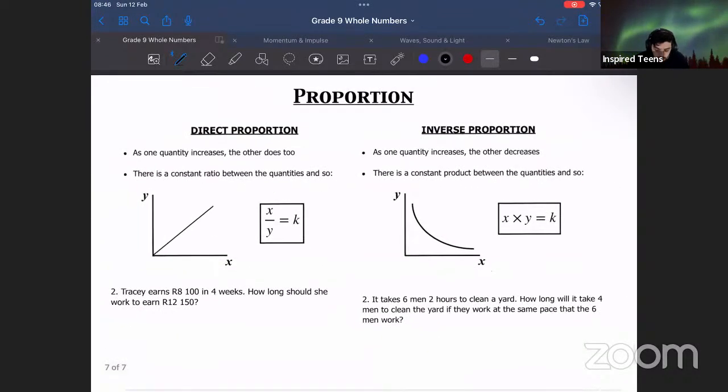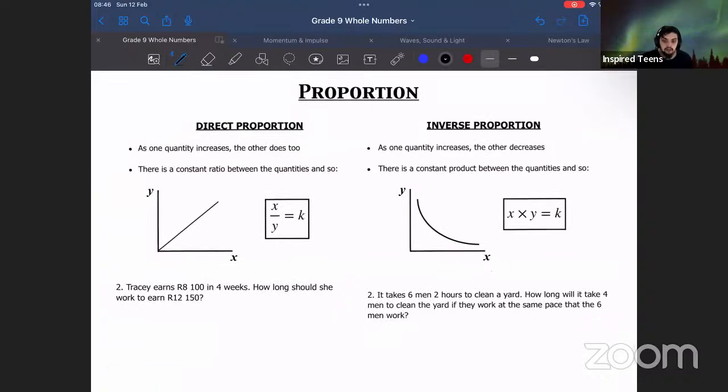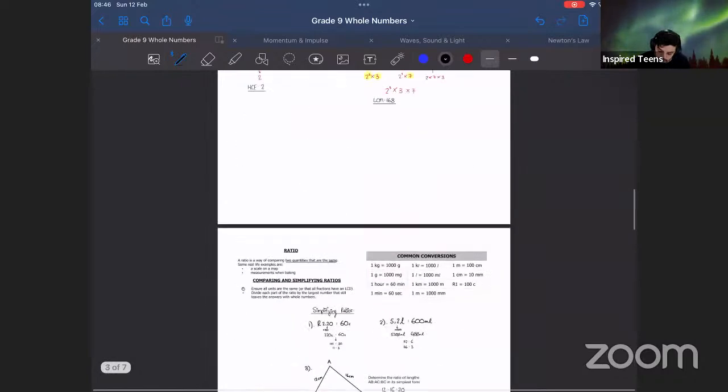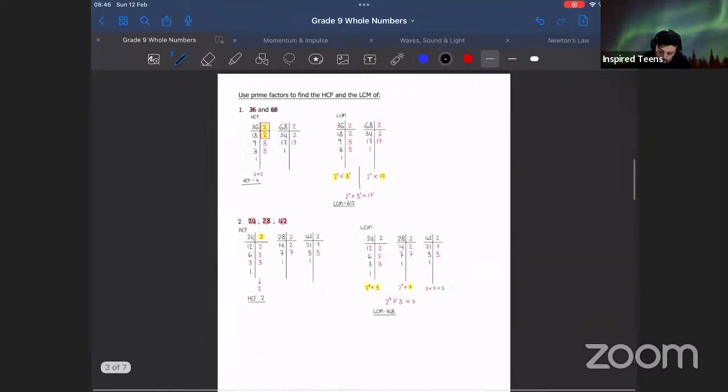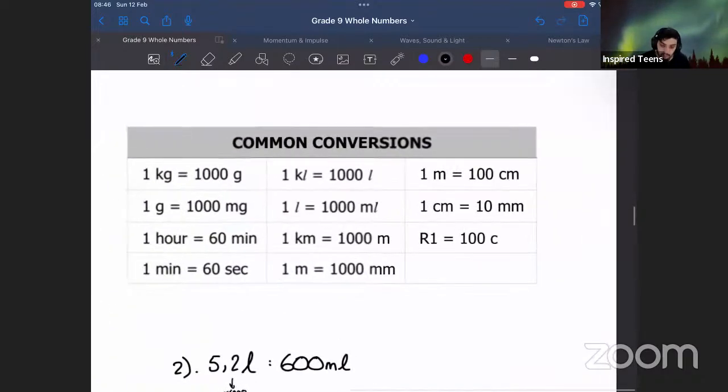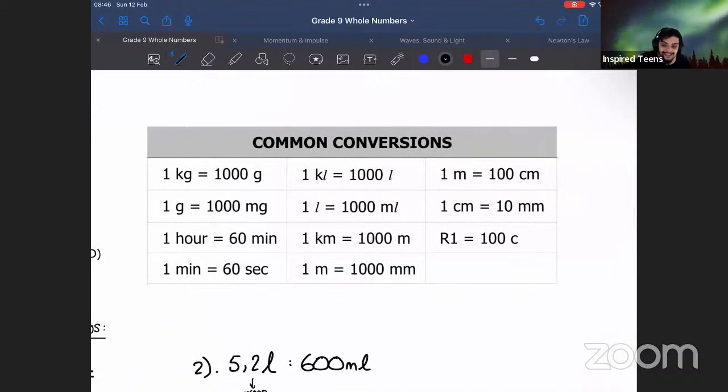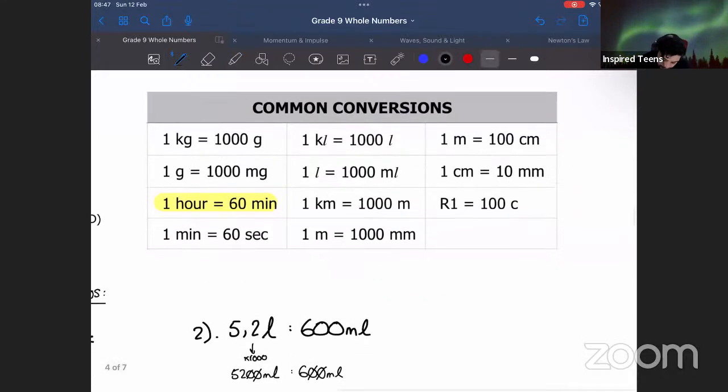Let's look at proportion quickly. How do you turn minutes into hours? In 1 hour, there's 60 minutes. So if you want to go from minutes to hours, you need to divide by 60.